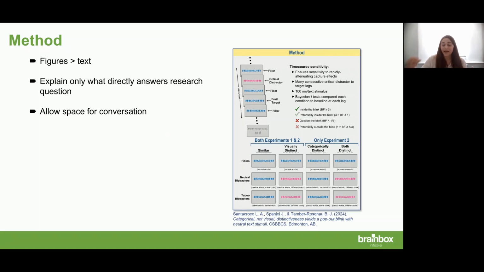But somebody might ask, oh, okay, this could be important because of these reasons. How many stimuli did you use per stream? And that just creates conversation, right? That's just a question, and it's fairly easy to answer. Just make sure you have all the information in your back pocket just in case. But if it's not something that directly answers your research question, you don't necessarily need to include it.